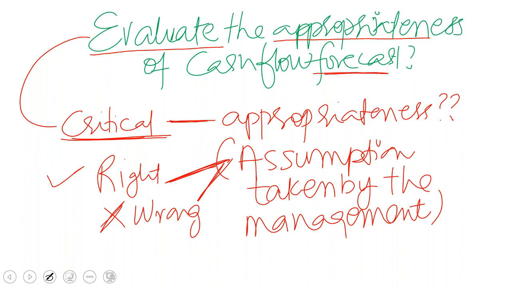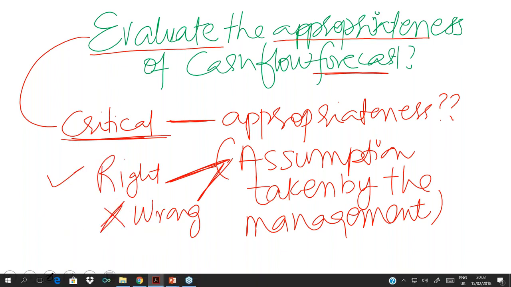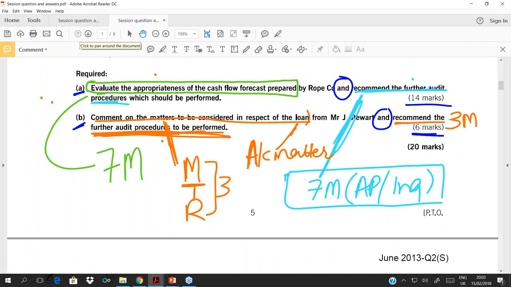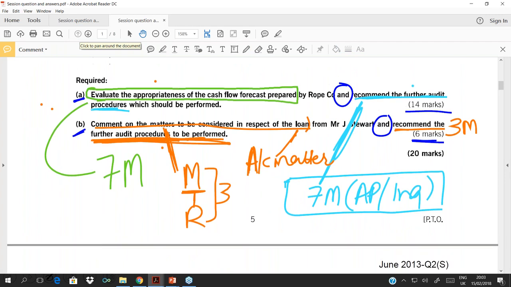Okay, let's go back to the exam paper and see if we can do the evaluation. We'll not exactly say it's wrong. I'll just show you my answer, right? We will not exactly say this is wrong. We'll use a professional sentence, professional jargon. Okay, let's go to the question again. Now, appropriateness of the assumptions.